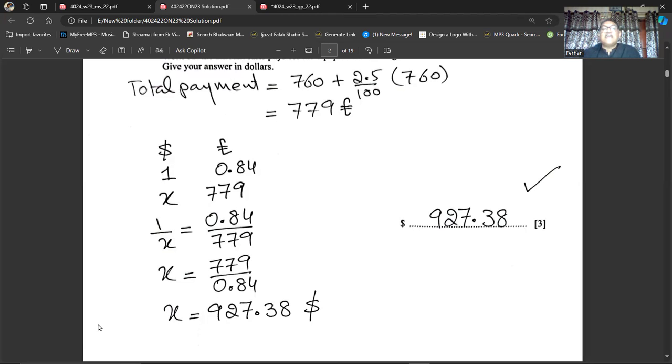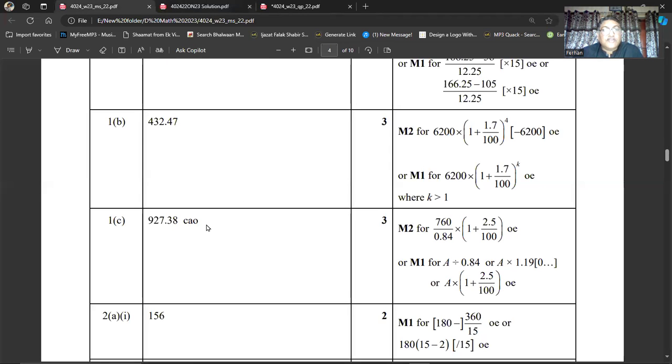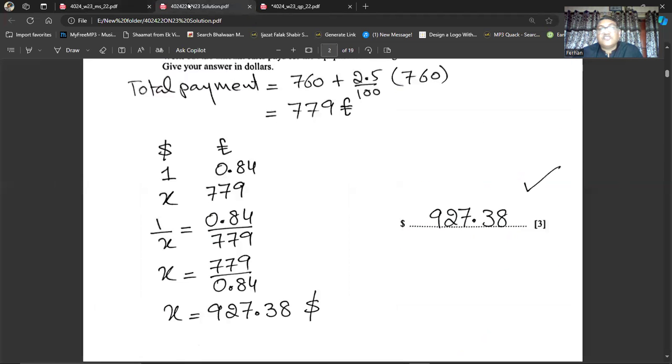x will be equal to $927.38. Very simple. $927.38. So let's see. So that answer is right, sir. This is how you solve it.